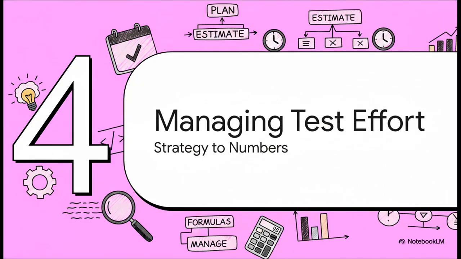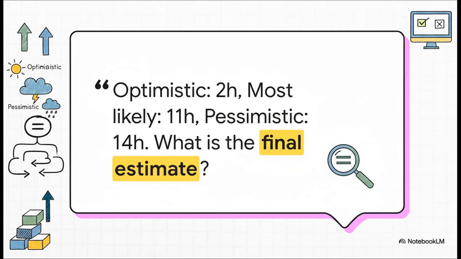So, we've hit mindset, techniques, and levels. Now, let's get practical. Testing doesn't just happen. It has to be planned, it has to be estimated, and it has to be managed. The exam is going to expect you to be able to apply some basic project management formulas to the world of testing. Take a look at this. They give you 3 numbers: the best case scenario, the worst case scenario, and what's most likely to happen. Your job isn't to just guess, it's to apply a very specific formula to find a weighted average.